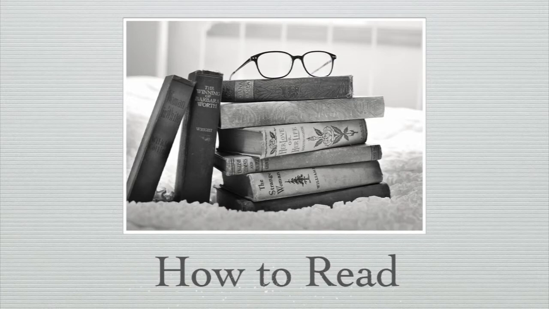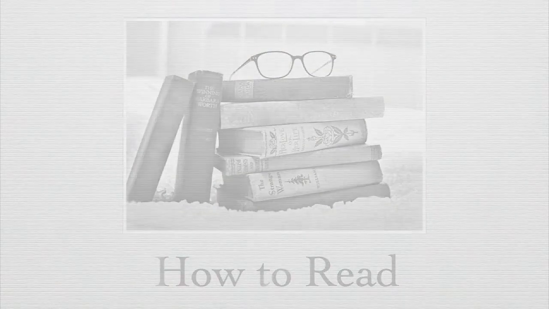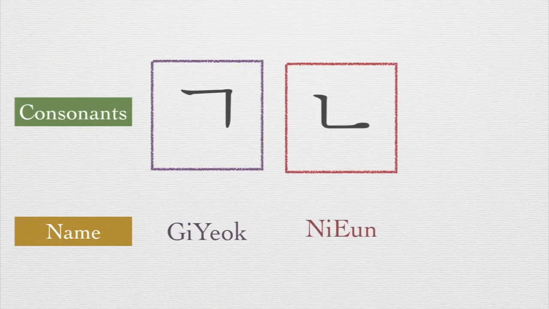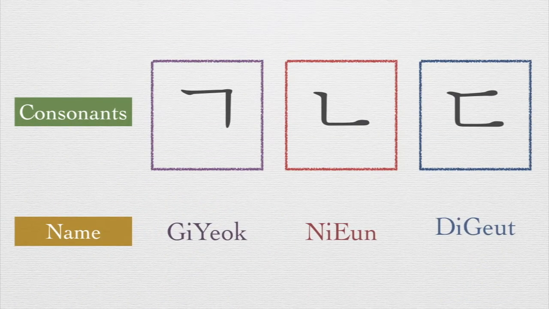Now, let's learn how to read them. Each consonant has a name, such as 기역, 니은, 디귿, but for simplicity, we will not learn the names now. It is better to just focus on each sound. I will show you each of the Korean consonants with an example of an English word that shares a similar sound.